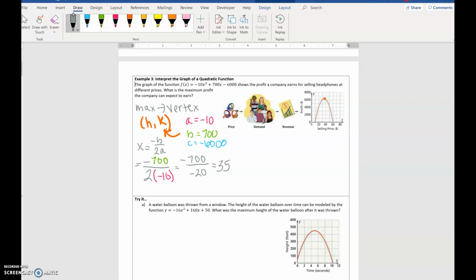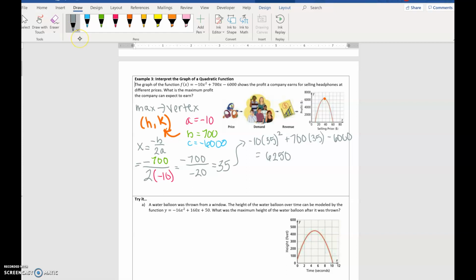And now I need to plug this back in to this function here. So I'm going to have -10 times 35 squared plus 700 times 35 minus 6,000. And you can plug this into your calculator. And when you plug it into your calculator, you get 6,250.